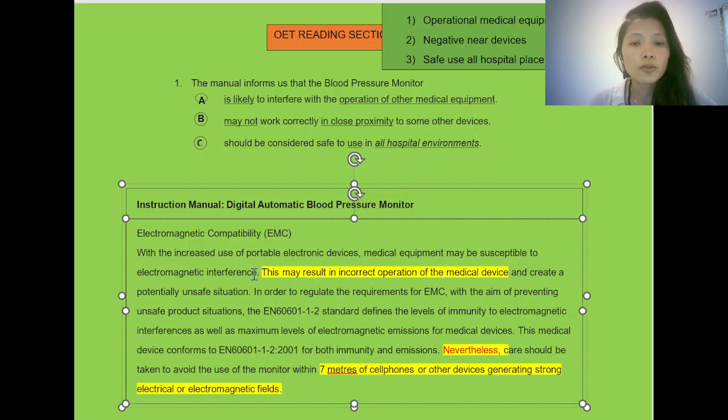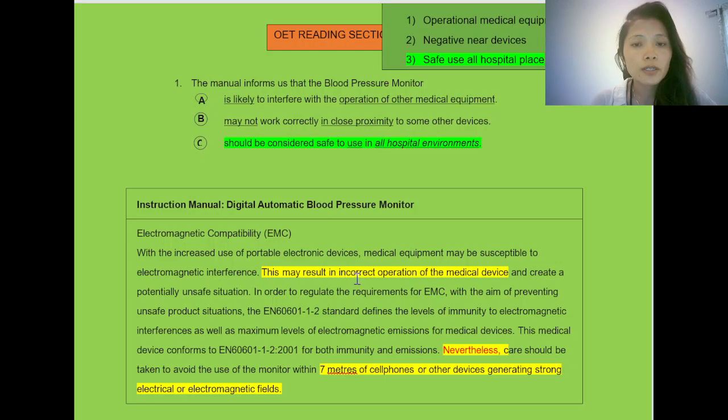the cell phone. And this also is similar. This may result in incorrect operation. First thing is you need to eliminate the negative near the device, safe use in hospital. This is not at all visible, so it is eliminated. This is eliminated, and now the next one to eliminate. This is not at all there, right? Now this one is a confusion. It says it is likely to interfere with the operation of other equipment, but they are talking about may result in incorrect operation. Interfere and incorrect are totally different, opposite, right?